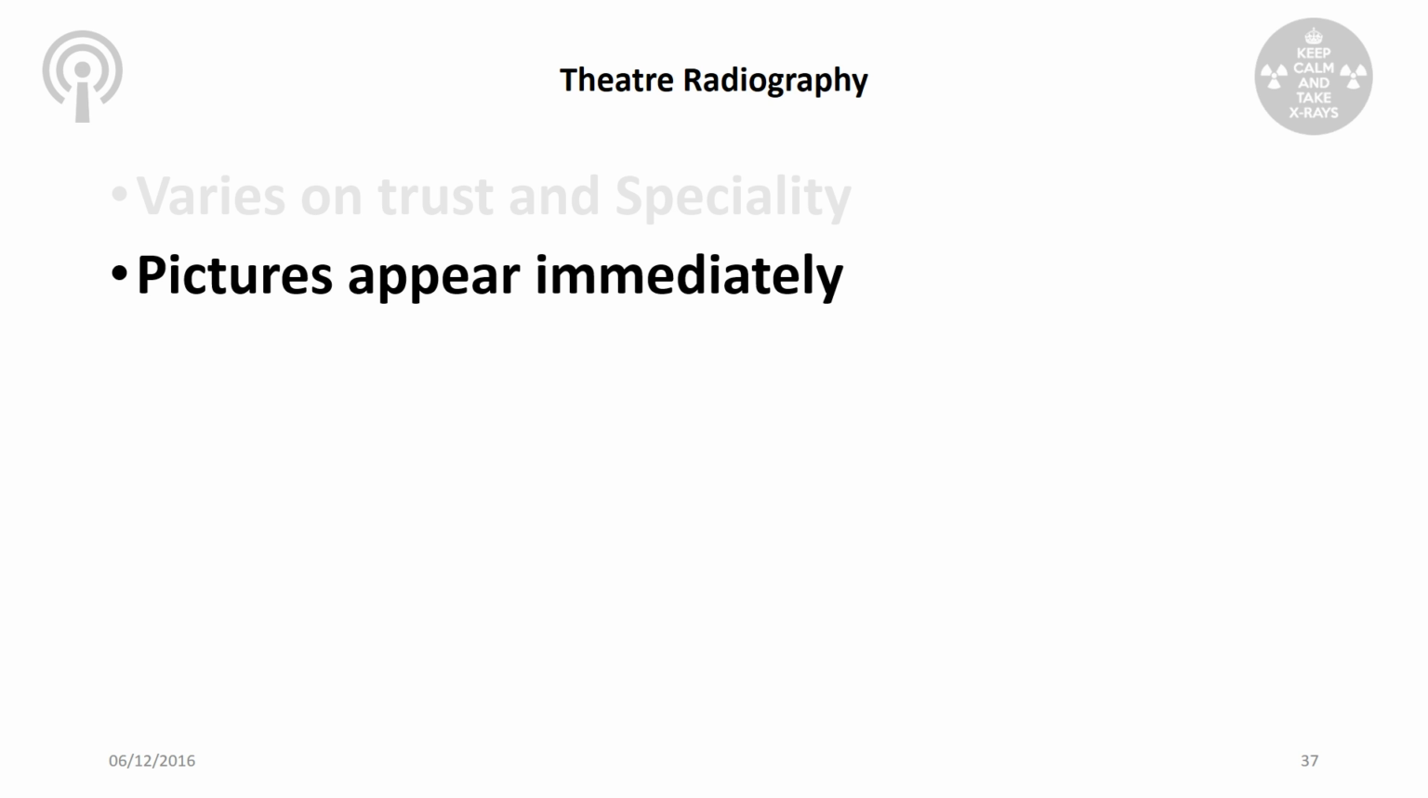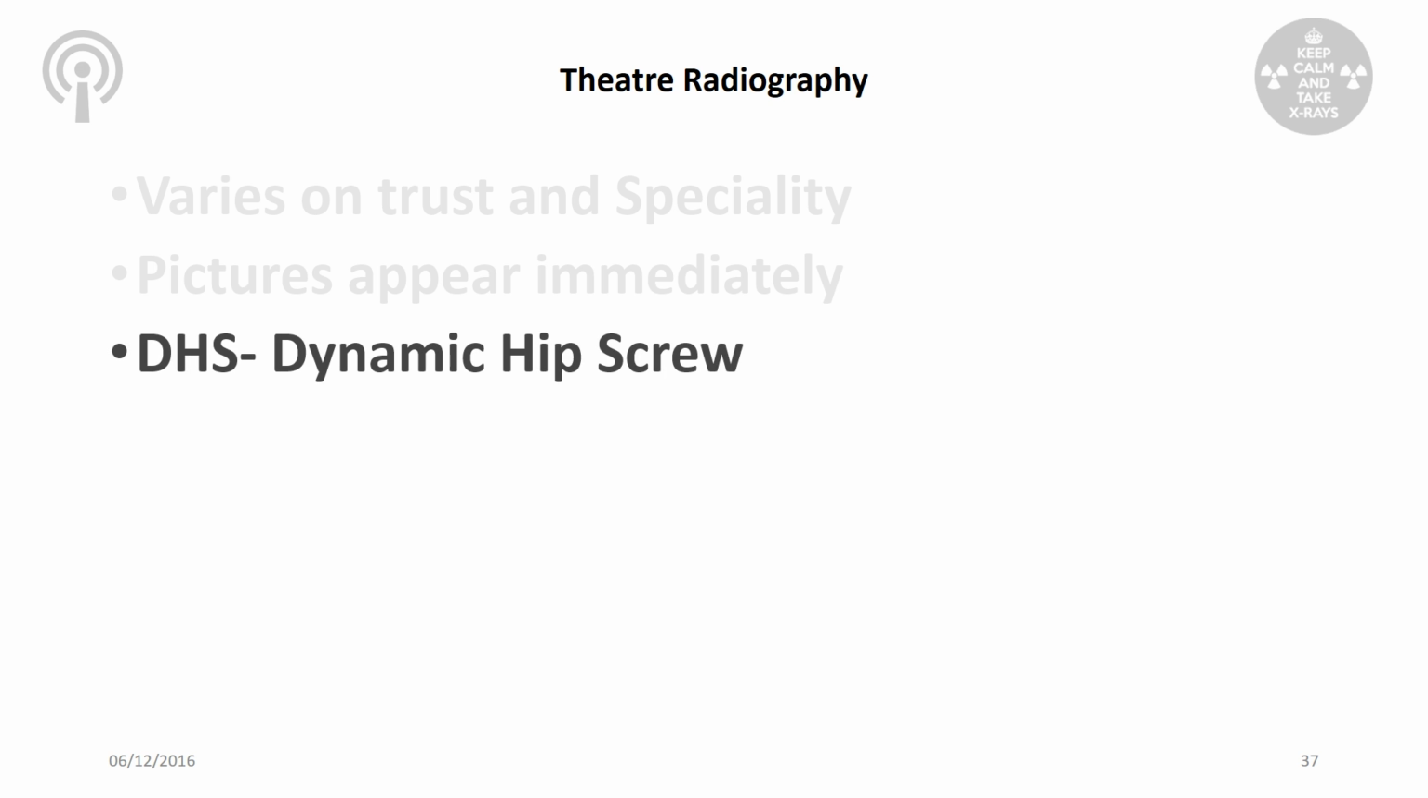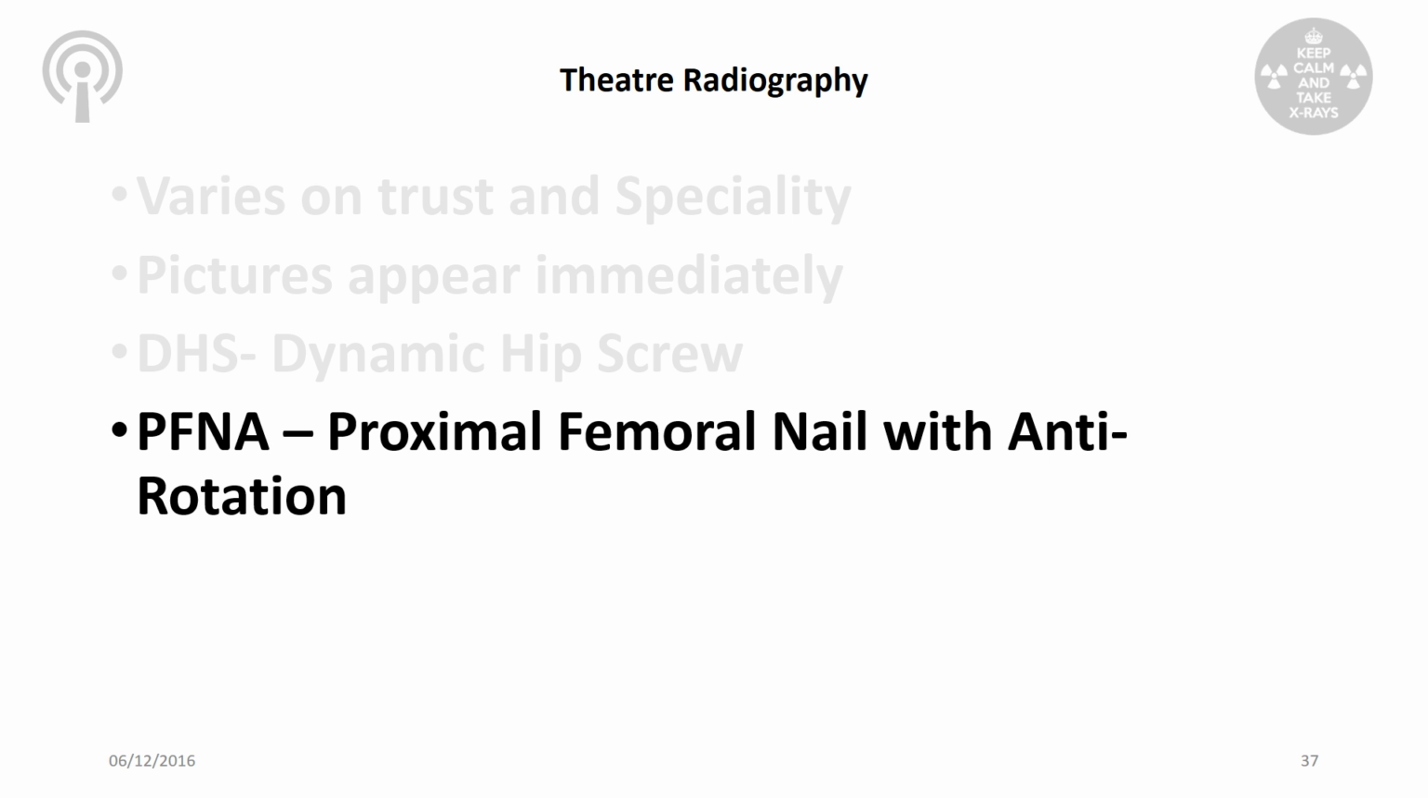But the most common things that you will come across as a student radiographer, or the most common things that we do in theatre, are dynamic hip screws. These are pins that we put in usually old people's hips when they fracture them. They have a fall and break their proximal femur or the proximal hip, and it's called a dynamic hip screw. And then for fractures that are further down, we tend to do something called a PFNA, or proximal femoral nail with anti-rotation. It will all become apparent in a moment.